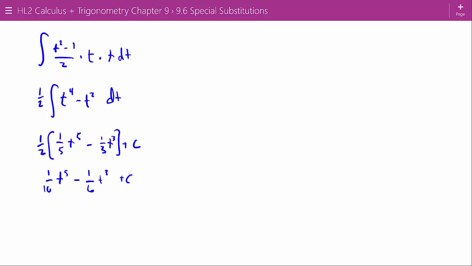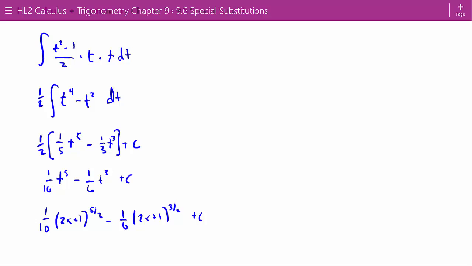And we'd be tempted to stop here, but we better not, since t was an invention of our own. We need to put back our x's. So this becomes 1/10. And instead of square root 2x plus 1, let's think of it as 2x plus 1 to the 1/2. So it's 1/10 times 2x plus 1 to the 5/2 minus 1/6 times 2x plus 1 to the 3/2 plus c. And ladies and gentlemen, it would be just fine if we left it right here on an exam most of the time.